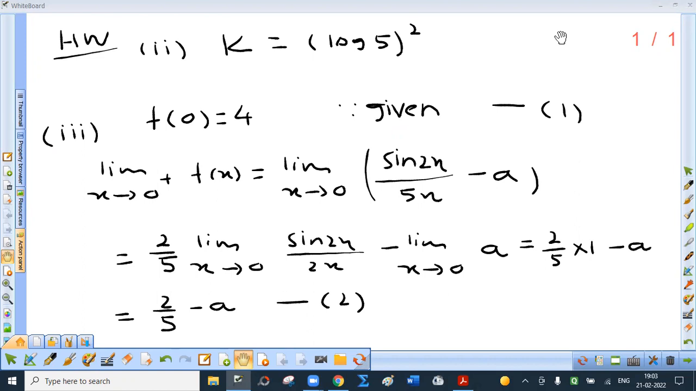Third sum is important. f of x is sin 2x upon 5x minus a for x greater than 0, equal to 4 for x equal to 0, equal to x square plus b minus 3 for x less than 0, is continuous at x equal to 0. Find a and b. Now f of 0 is going to be 4. Number 1.